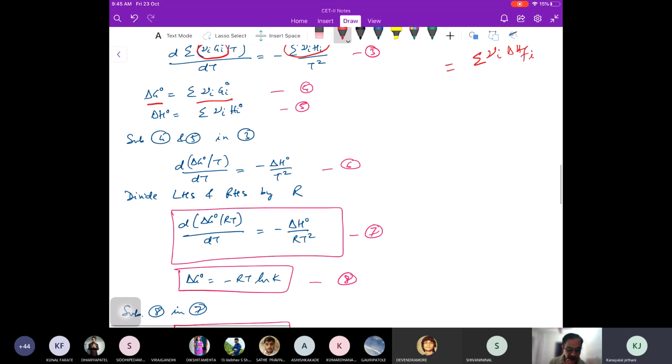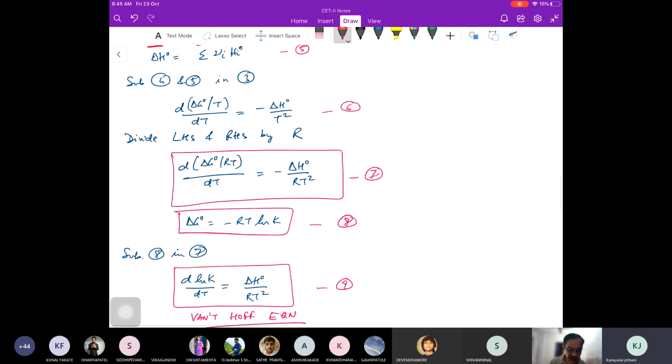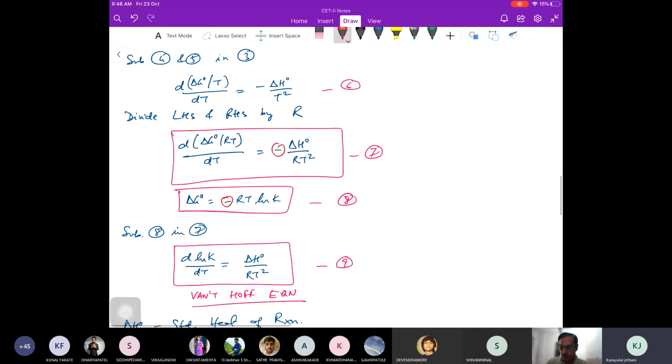And you know that delta G0 is equal to minus RT ln K. So if we substitute equation 8 in equation 7, delta G0 by RT is minus ln K. Minus minus becomes plus, and what you get is d ln K by dT is equal to delta H0 by R T square. And this is called the Van 't Hoff equation.